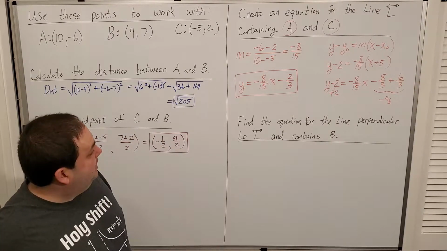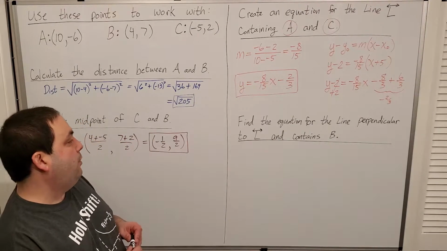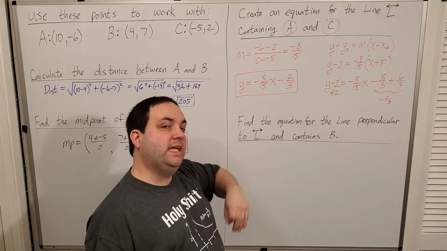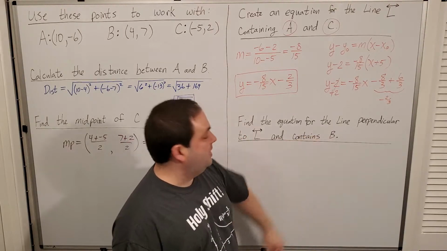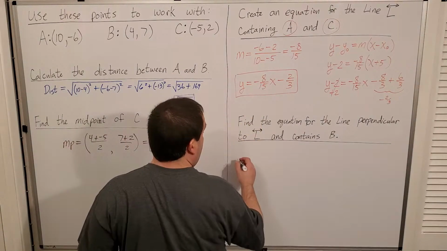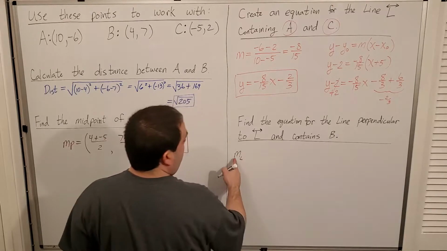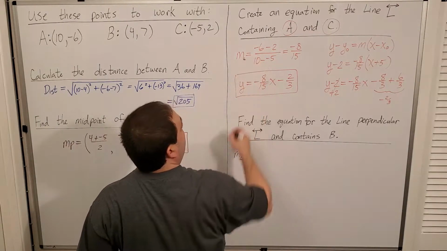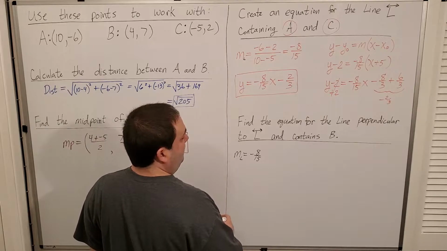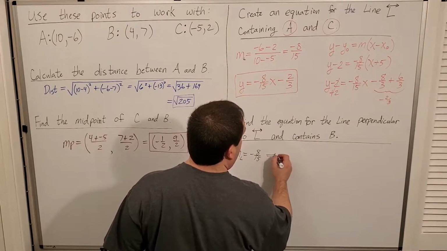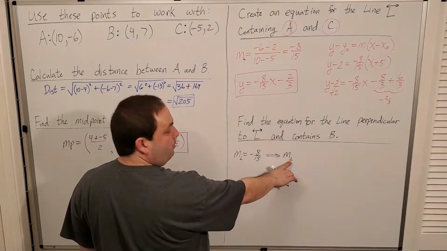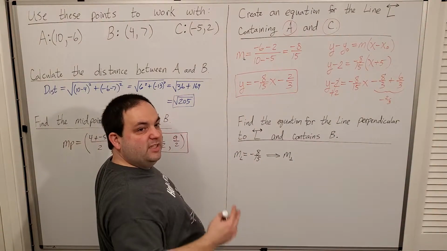Okay, and lastly, we are asked to find the equation for the line perpendicular to L. There's line L. I need something perpendicular to L, but it also needs to contain point B. Remember we just said a minute ago, the slope for line L, M sub L, was -8/15. So since we're going to be perpendicular, my slope this time, the slope of, I'm using the perpendicular symbol here.